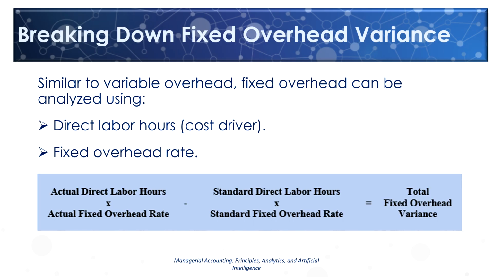Spending variance compares actual fixed overhead spending to budgeted fixed overhead spending. The efficiency variance reflects differences in labor or machine hours, whatever is used as the cost driver. Volume variance reflects differences between budgeted production volume and actual production volume, and it's often considered uncontrollable. The volume variance is often linked to sales volume rather than production efficiency.